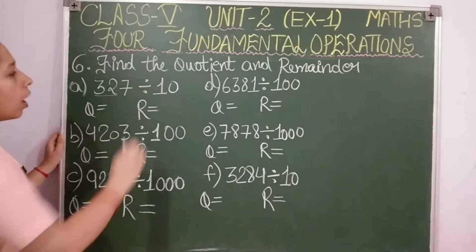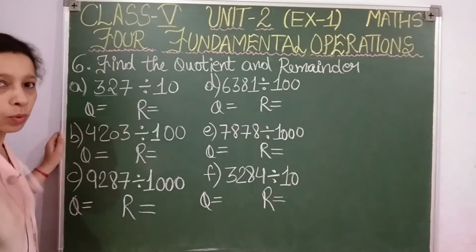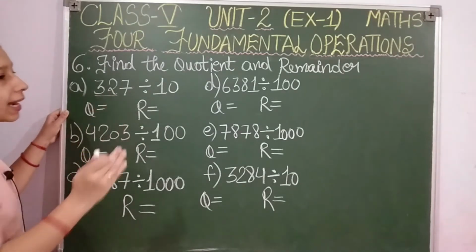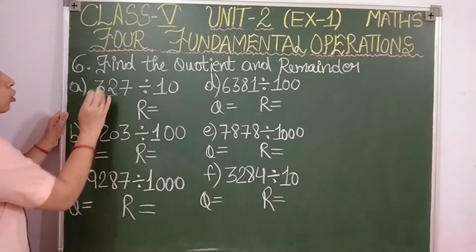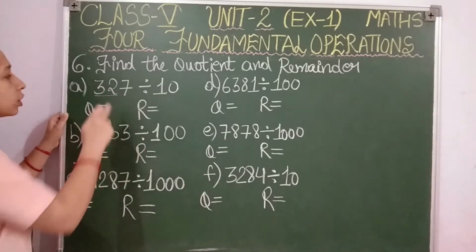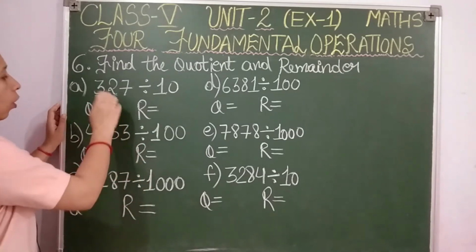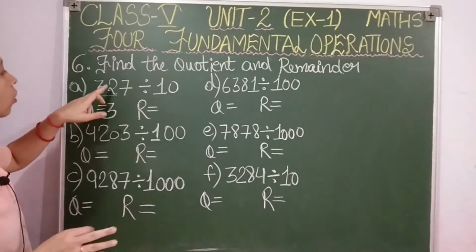It is 32. How many times can you take 10 from this 32? 3 times. 10 threes are 30. So from this 32 I can take 3 times 10. That means 10 threes are 30. So 32 minus 30, how much will be left, students, when you take out 30 from 32? 2 will be left. Okay. First write 3 here. 10 threes are 30. Now 2 is left.